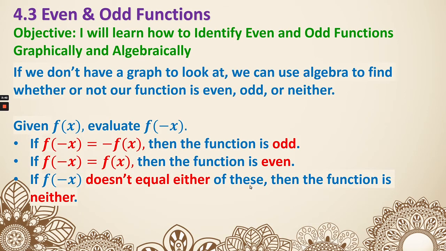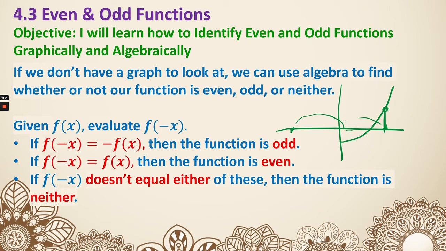Given f(x), we're going to try to evaluate f of negative x. So if you think in a graph, that means if we have, say, the right side of the graph, we have x right there, we get an f(x), which is this value. We're going to try to find y at negative x, so it's going to be to the opposite side, which is right there, negative x.